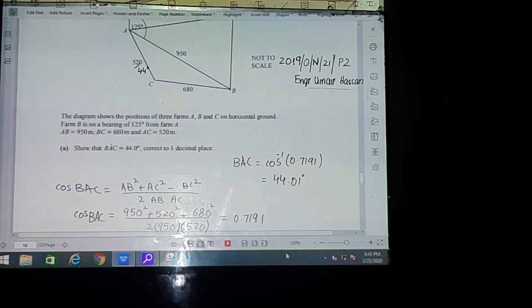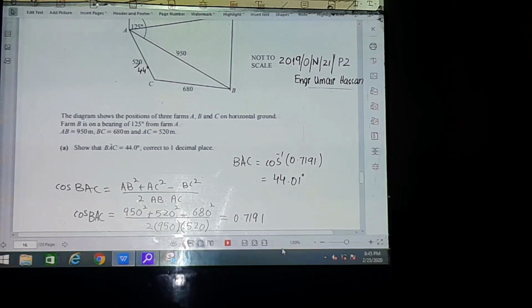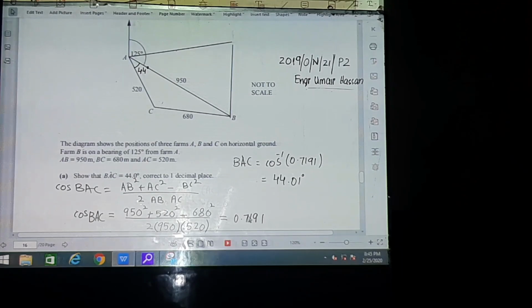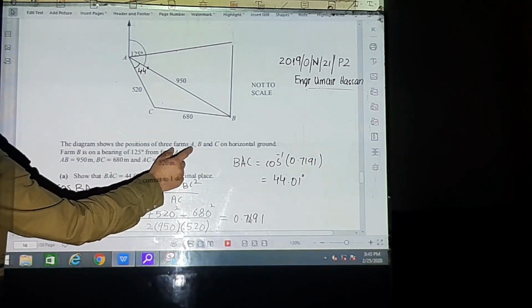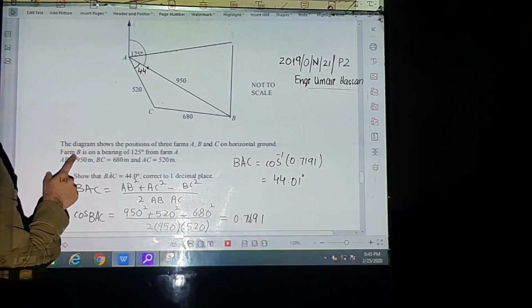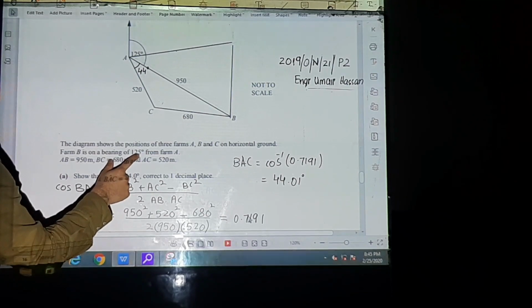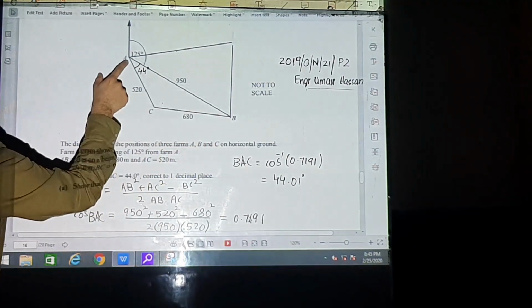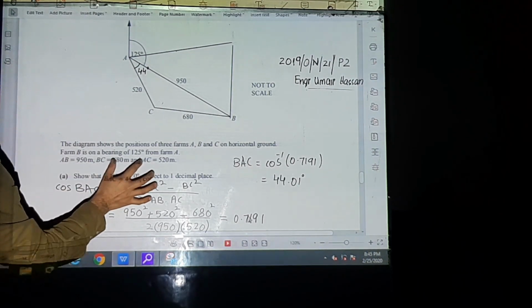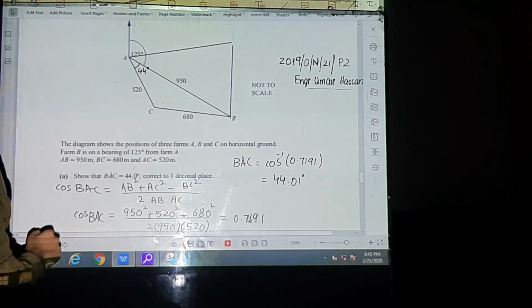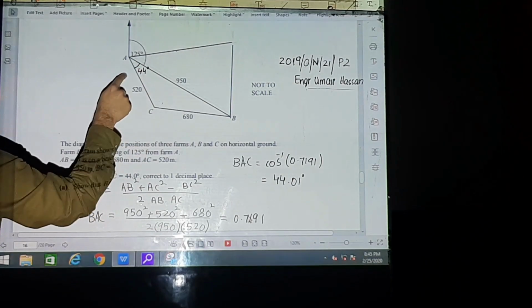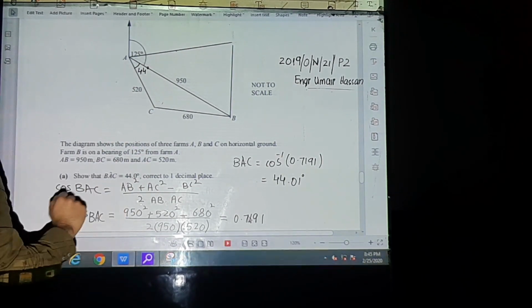In question number 9, they have given us a diagram, and in this diagram they have told us that this shows the position of three farms A, B and C. There are three farms on horizontal ground. B is at a bearing of 125 degrees from A. AB, BC and AC are given. We have to show that BAC is 44 degrees.